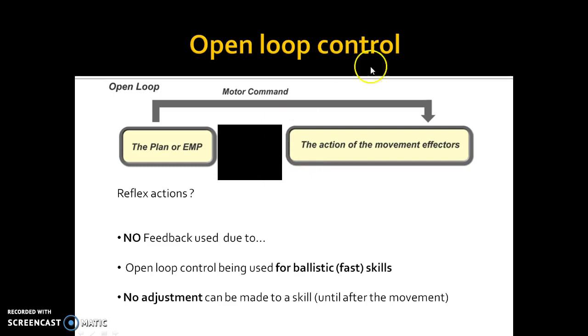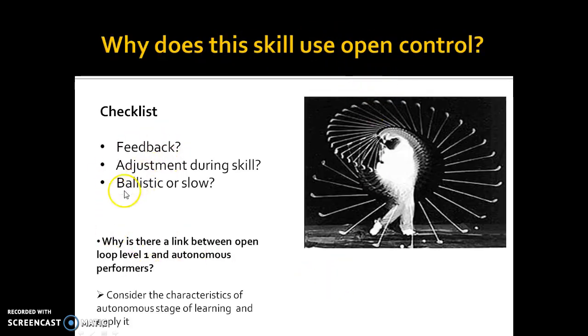For any of the loop controls, in order to control movement skills using open loop control, we need a checklist. This checklist is hugely important. I'll explain how you're going to do it. This is what you do need to copy down. So open loop control, checklist. We have to be able to answer these three questions in order to get a good answer in the exam.